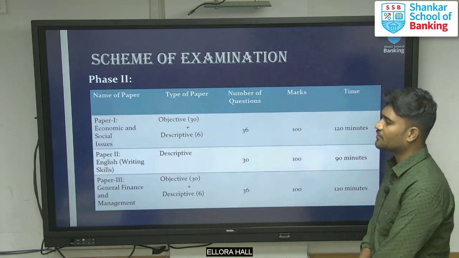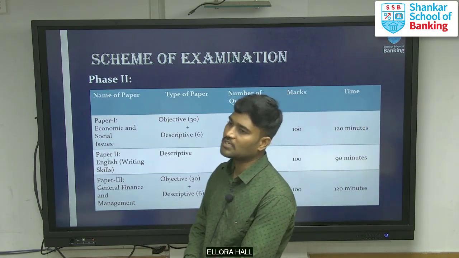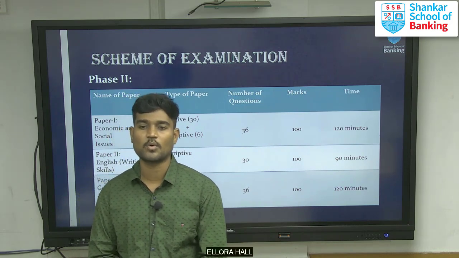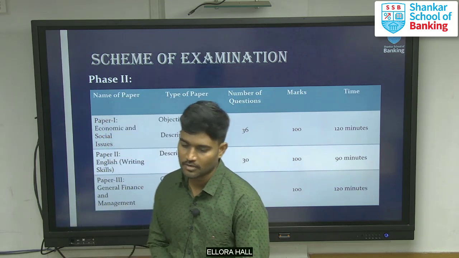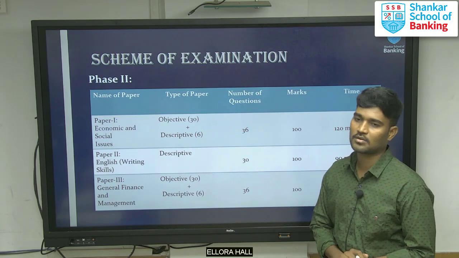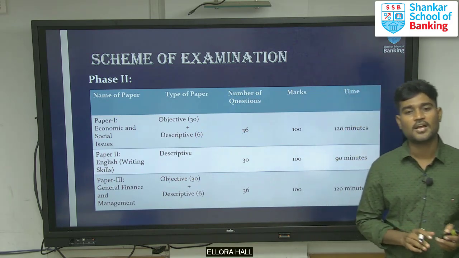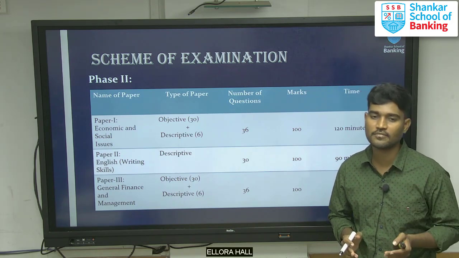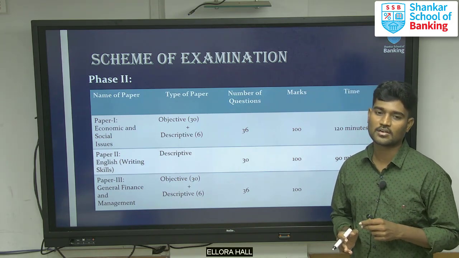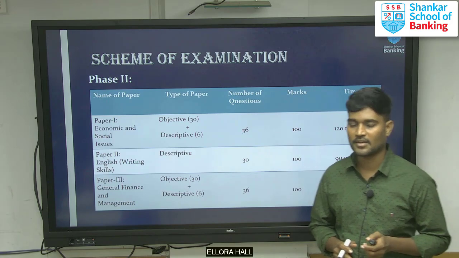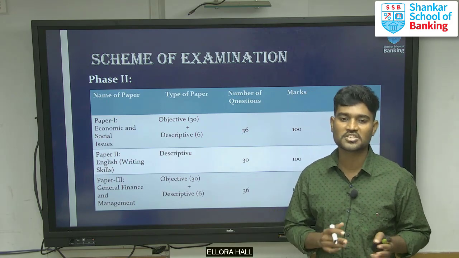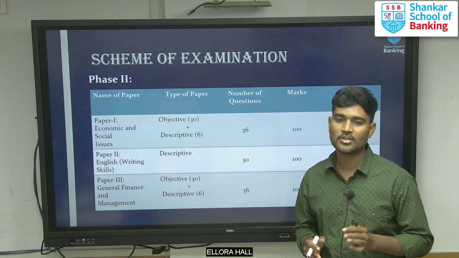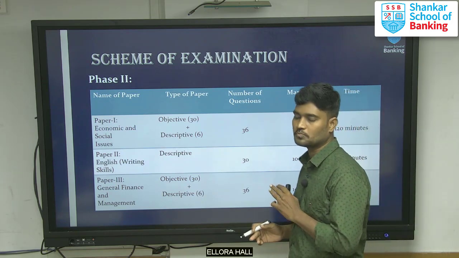Next one, this is phase two. Phase one is only for qualification. Those who clear the sectional cutoff as well as the overall cutoff, because in phase one we have a sectional cutoff as well as an overall cutoff. If you clear both, then only you are qualified for the second level, phase two. All right.